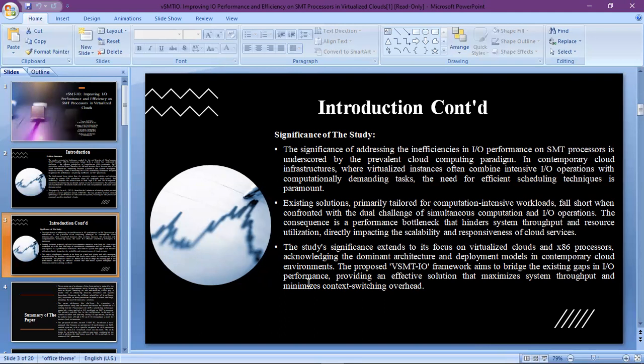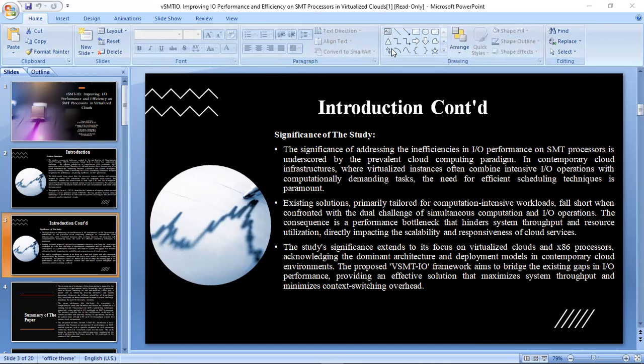The significance of this study extends to its focus on virtualized clouds and x86 processors, recognizing their dominance in contemporary cloud environments. The proposed VSMT-IO framework aims to address the existing gaps in I/O performance and maximize the system throughput while minimizing the context switching overhead. This not only improves the efficiency of the cloud but also contributes to the overall scalability and responsiveness of cloud computing systems.